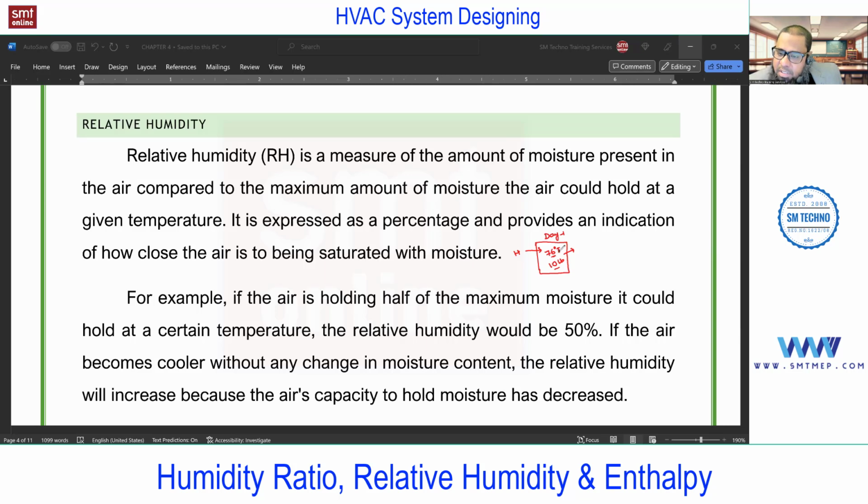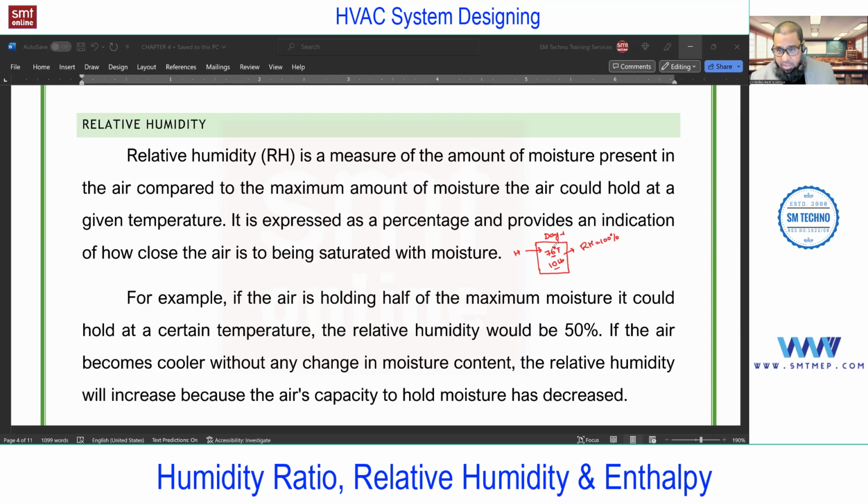You see, at 76 degrees Fahrenheit, 10 pounds of moisture is what? Maximum. The maximum possible moisture content at this temperature in this room is 10 pounds. It means RH is 100%. And I can use one more term: the air is saturated. Remember, when the RH is 100%, we can say it is saturated air, which means the air contains the maximum possible moisture content at that particular temperature.